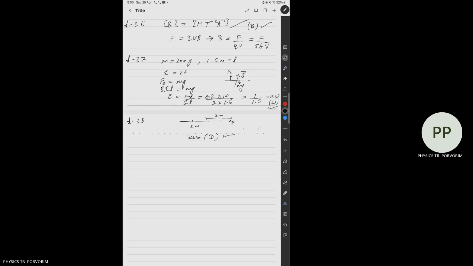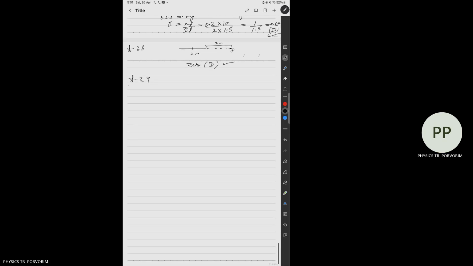39. The coordinates of a moving particle at any time t are given by: the x coordinate is αt³, the y coordinate is βt³. The speed of the particle we have to calculate. First of all, the velocity is given by vx i cap plus vy j cap. So this is the velocity of the particle.